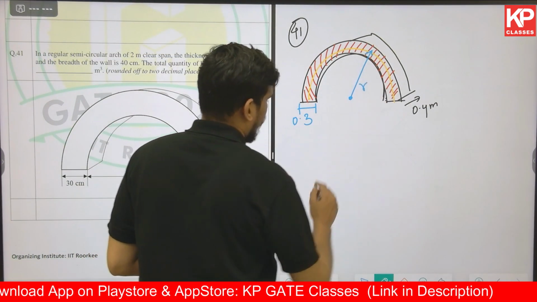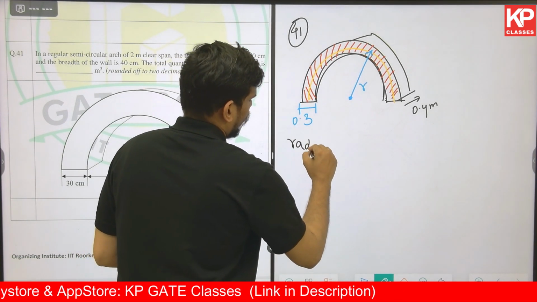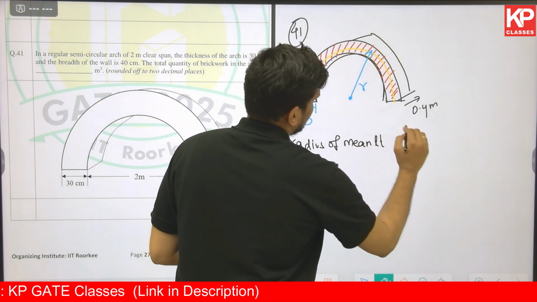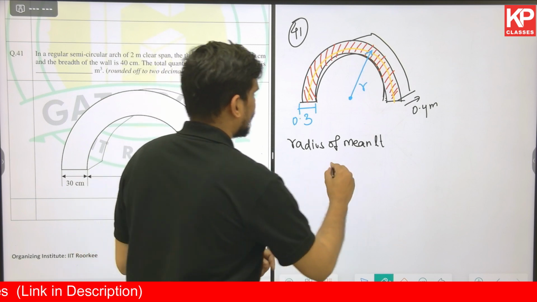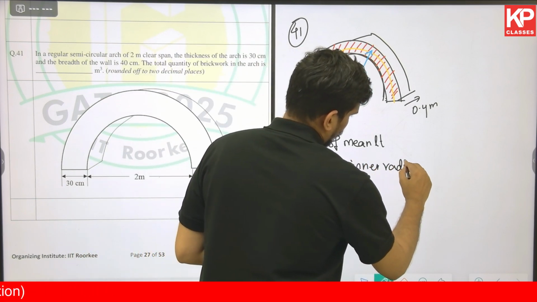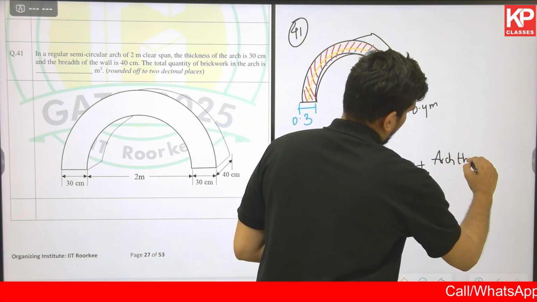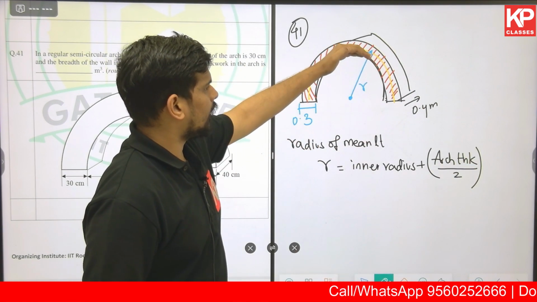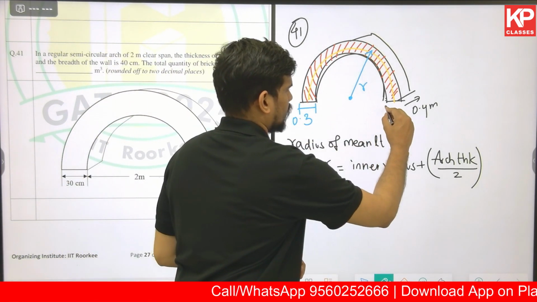Radius till the mean length will be inner radius plus half of arch thickness. So if I mark this as R in this diagram, what is R? The radius of the mean length line, or the center line of the arch surface, that radius R will be equal to the inner radius plus half of arch thickness. Why half of arch thickness? You have to go inner radius plus you need to go to the midpoint, the center, that will be half of arch thickness, this much.